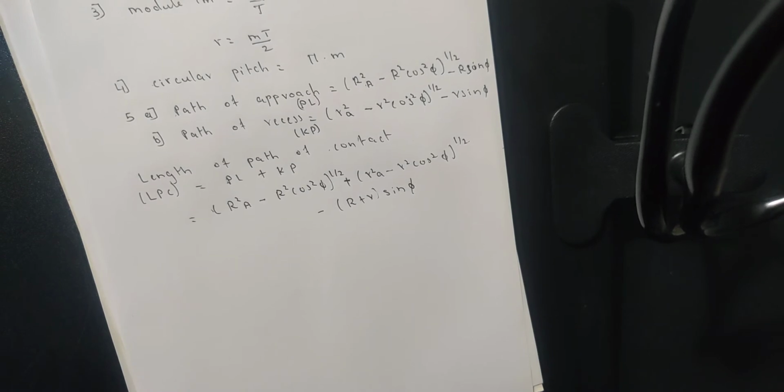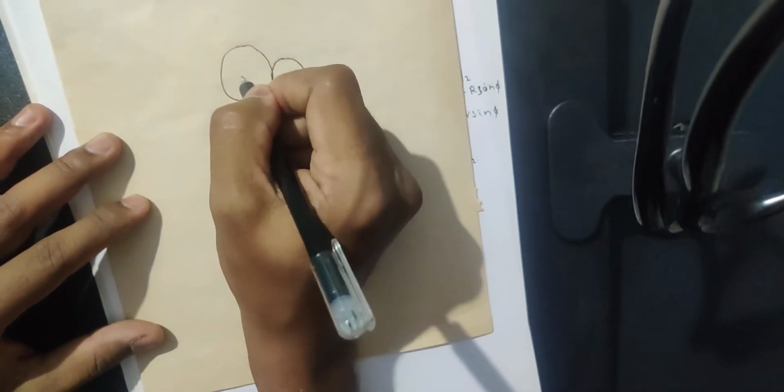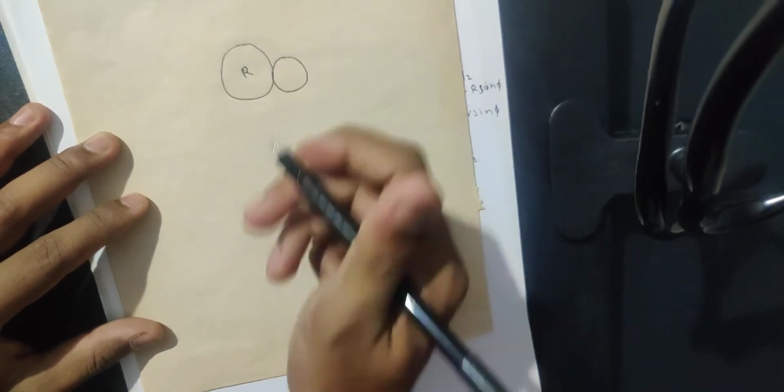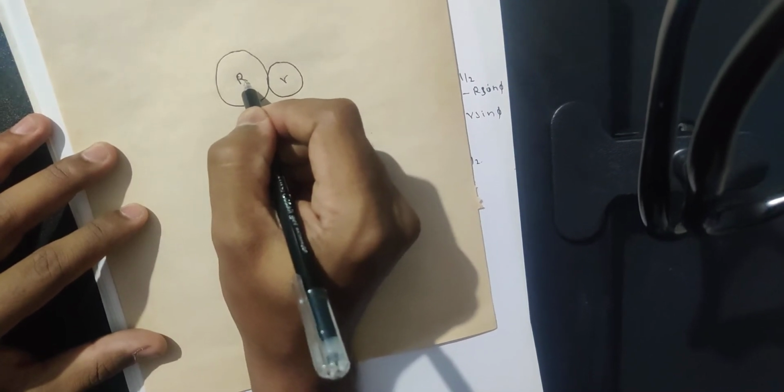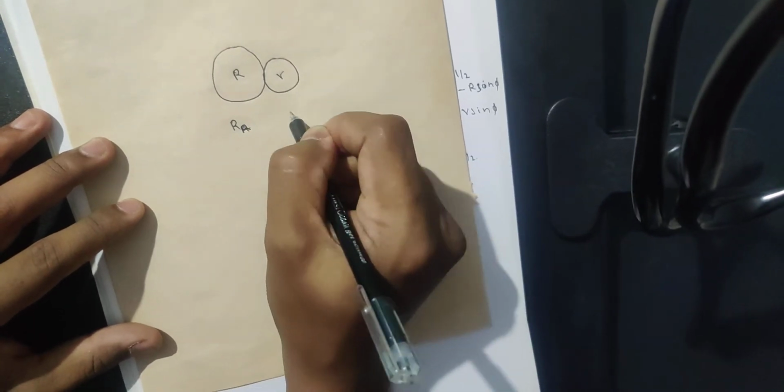Whenever gears come in contact with each other, there will be two gears, one a smaller gear and one a bigger gear. For the smaller gear I will call the radius capital R, and for the bigger one small r. Its addendum radius I will call capital RA, and this one small a. Is it clear? There are two different gears, when they come in contact, one will be a bigger gear and one will be a smaller gear.